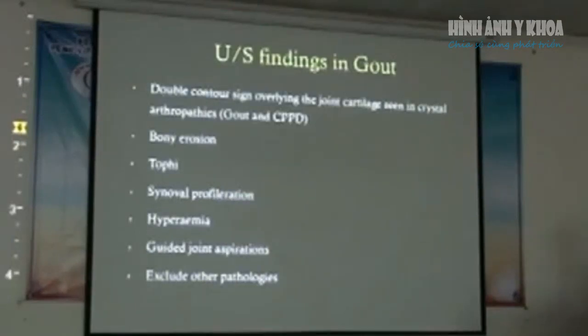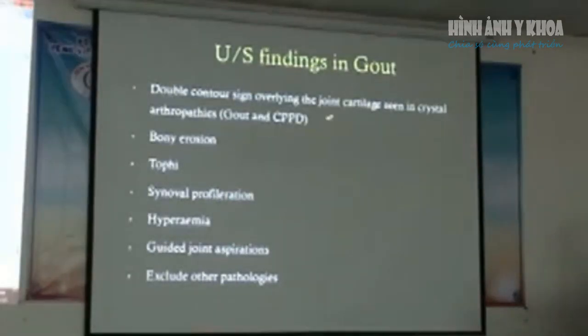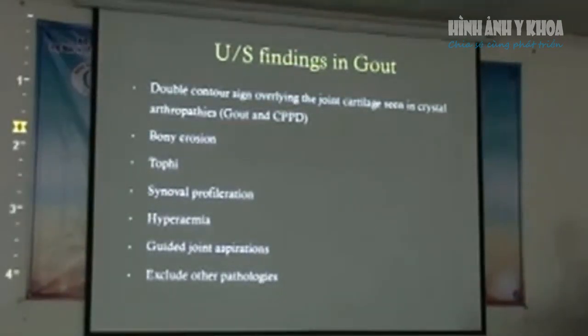And as I said earlier, we rely on the double contour sign. We can see bony erosions and tophi. And as I said earlier, in Australia, we normally do a lot of joint aspirations and send that off to pathology to see if there's any crystals.